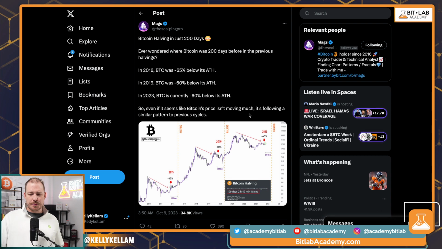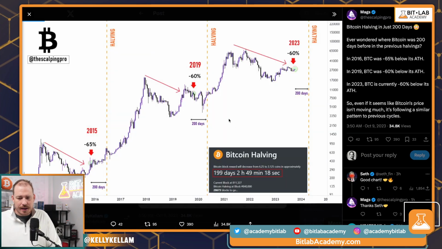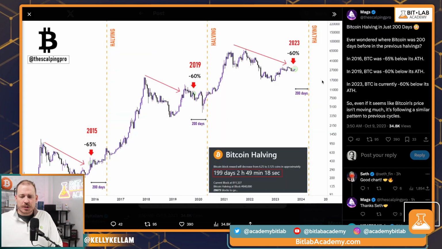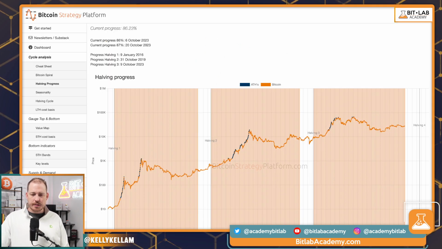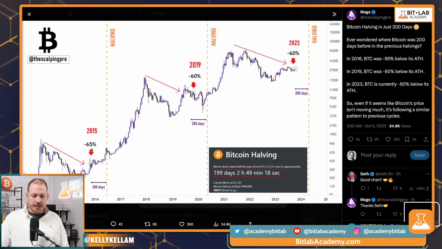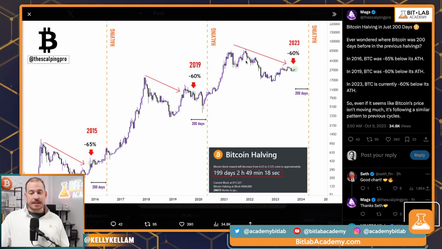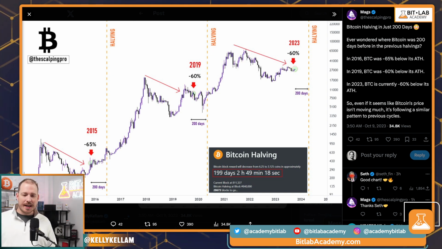Now, I want to just point this out as well. If you look at the previous halvings, especially when we were 200 days from the halving, very similar to the chart that we just looked at, we can see where we're at. This is basically 65% down from the all-time high. This was about 60% down from the all-time high at this date. This is the same thing, about 60%. So we're right on track. That is the point here.